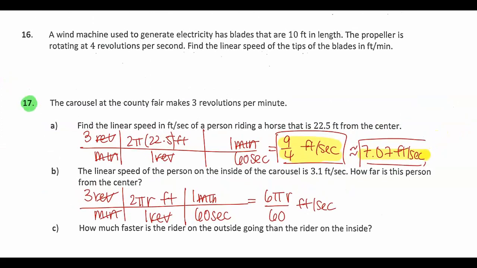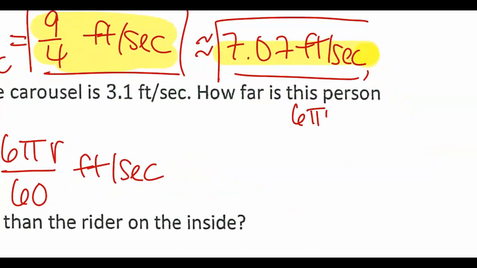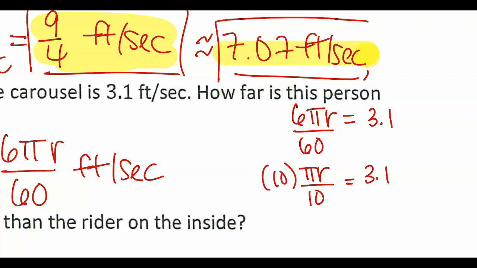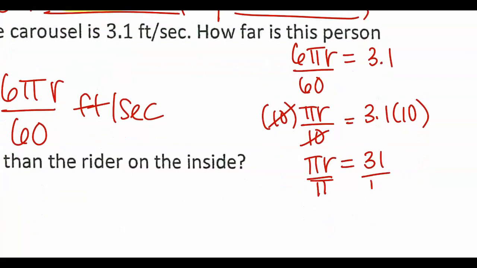And what we're going to do now, since we know the linear speed, which is 3.1 feet per second, we're going to set those equal. So I'm going to do that work over here. We're going to have 6 pi r over 60, and we're going to set that equal to 3.1. Obviously, you're going to have to solve. So the 6 over 60, I can actually reduce this a bit to make this pi r over 10 equals 3.1. We'll multiply both sides by 10. So pi r is going to equal 31. And then from here, we're just going to divide both sides by pi. So let me go ahead and use my calculator.